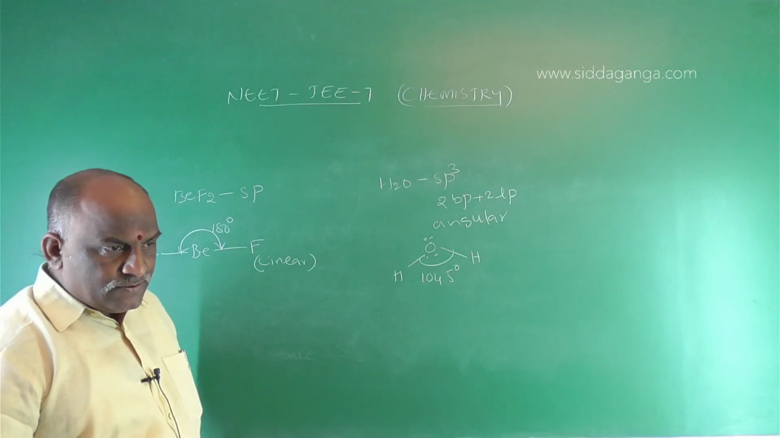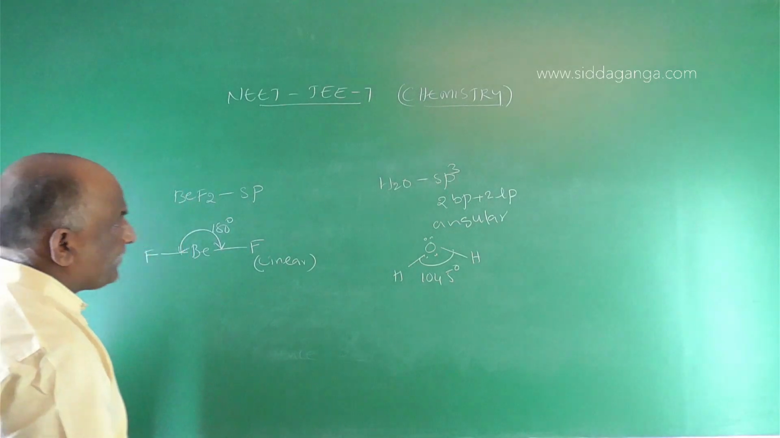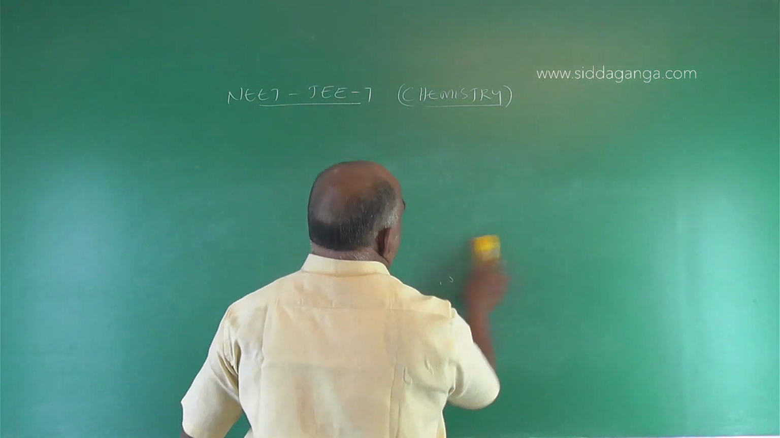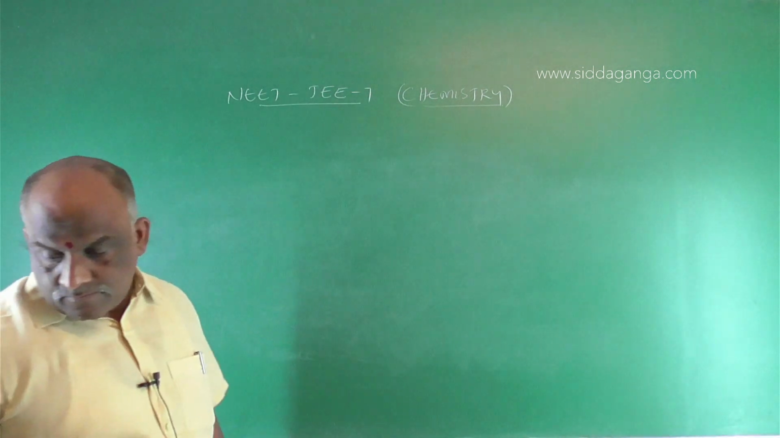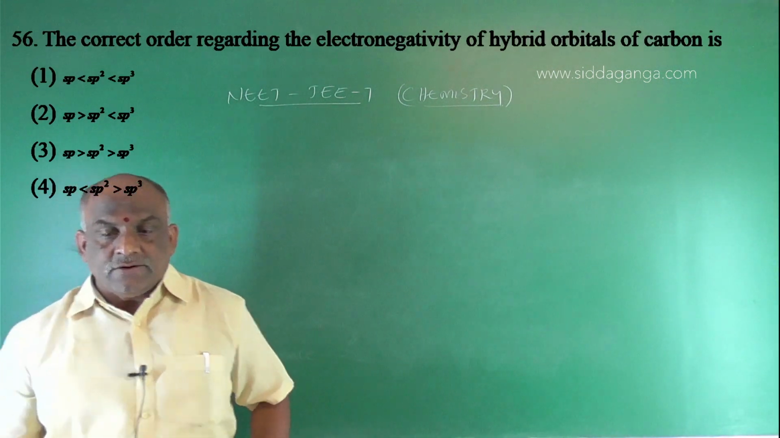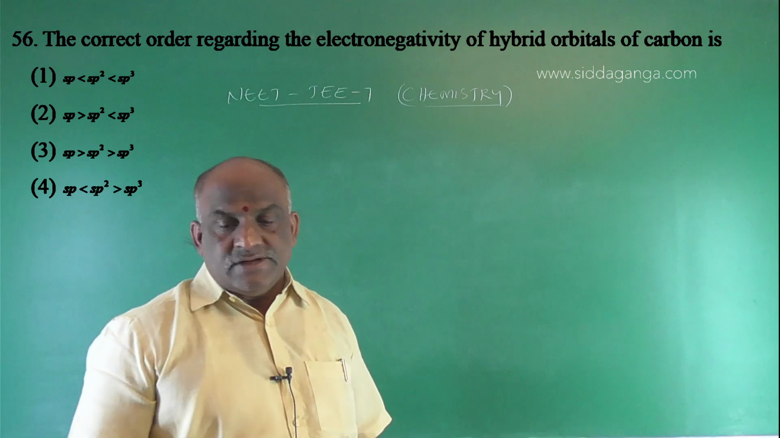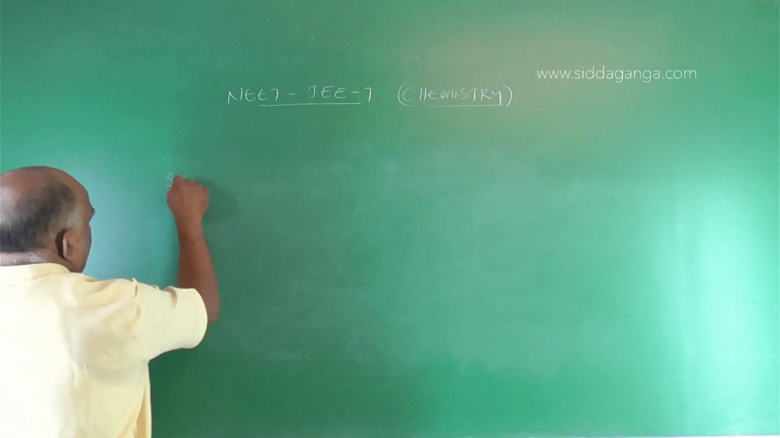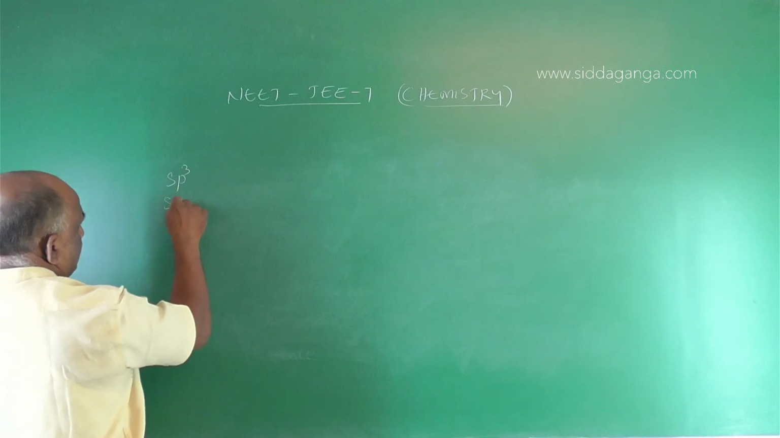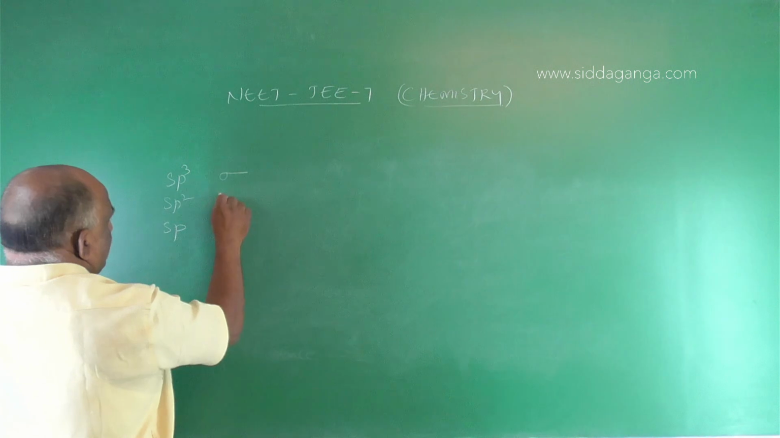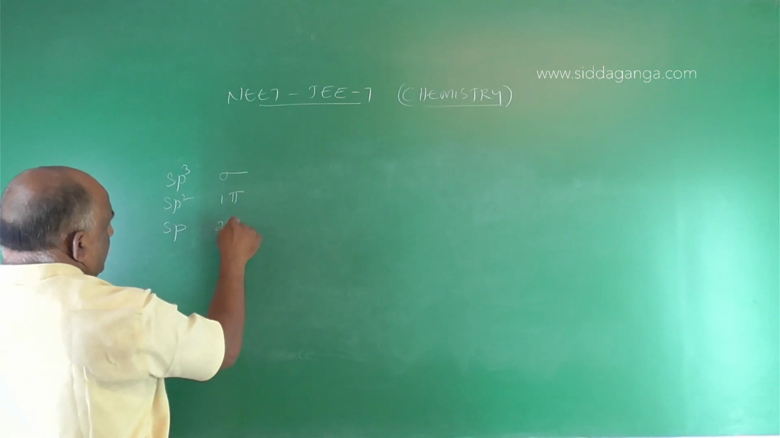And next question. The correct order regarding the electronegativity of hybrid orbitals of carbon is. So carbon forms 3 types of orbitals: one is sp3, second is sp2, third is sp. All sigma bonds are sp3, 1 pi bond is sp2, 2 pi bonds are sp.